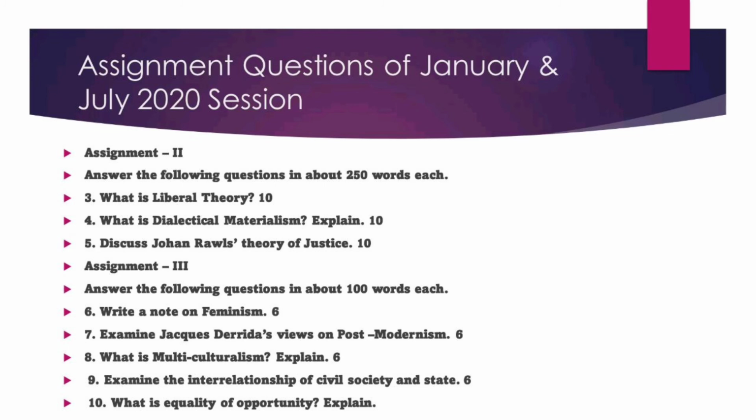In section 2, there are 3 questions. What is liberal theory? What is dialectical materialism? Explain. And the 5th question is discuss John Rawls' theory of justice. In section 3, there are 5 questions. So the 6th question is write a note on feminism. 7th question is examine Jacques Derrida's view on postmodernism. 8th question is what is multiculturalism, and 9th question is examine the interrelationship of civil society and state, and the last question is what is equality of opportunity? Explain. So these are the assignment questions available to you.